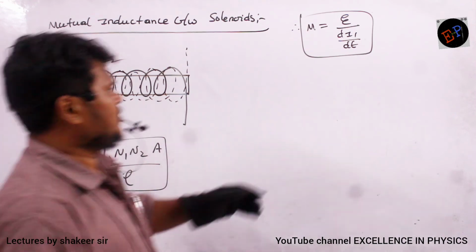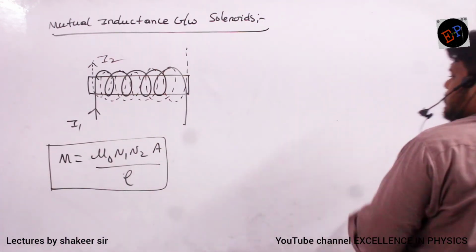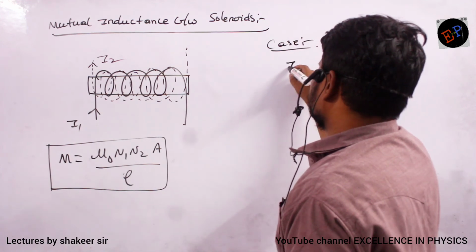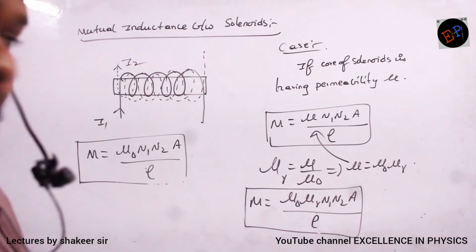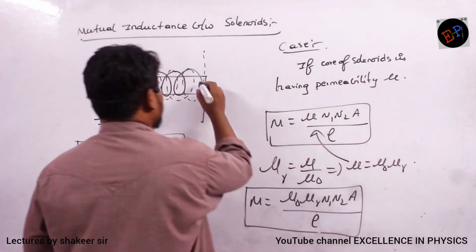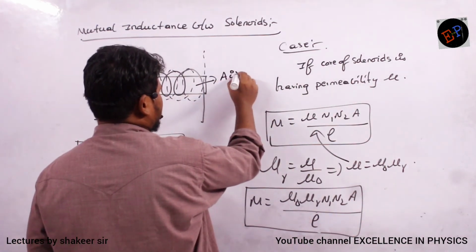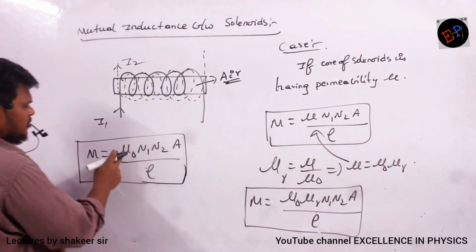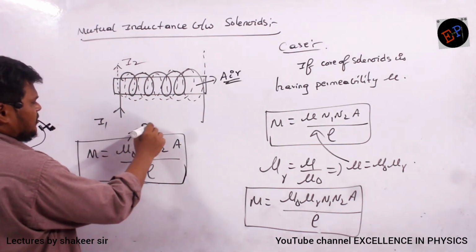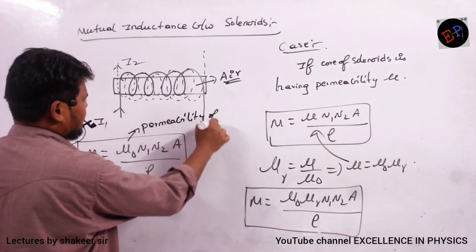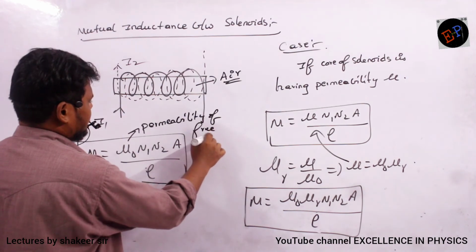Now here we will write a case also. What is the case? Here, what is the core we are taking? Air. If air is taken as the core, then this is the equation, with mu naught. What is mu naught? Permeability of free space. Clear?